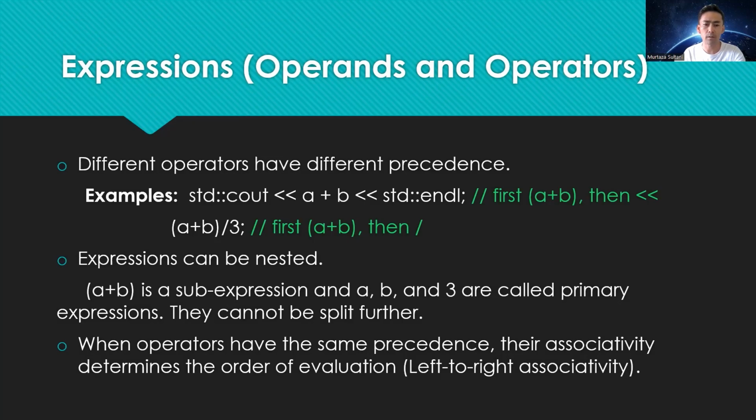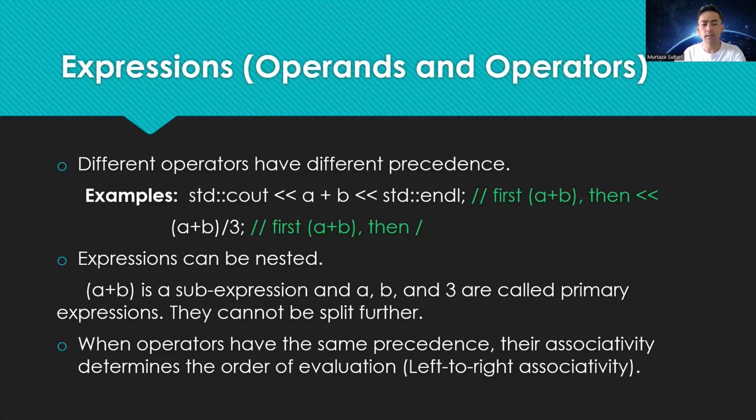For example, if we have code std::cout a plus b std::endl, here first a plus b will be calculated, and then the result will be displayed in the console. If we have, for example, a plus b divided by 3, first inside the parentheses, a plus b will be calculated, then the result of this will be divided by 3.